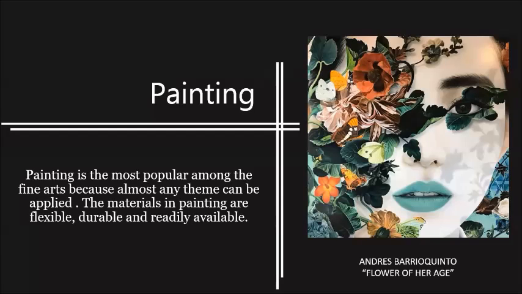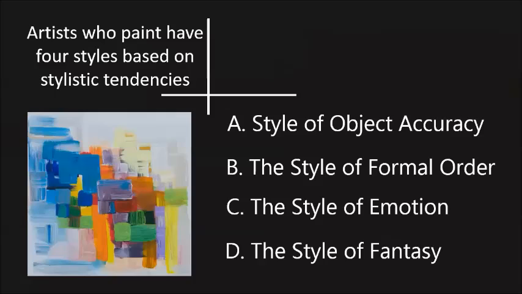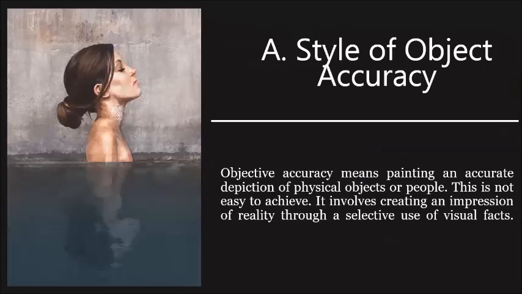Okay? So class, in our lesson on painting, the artist is actually using different styles based on their stylistic tendencies. So we call them the style of object accuracy, the style of formal order, the style of emotion, and the style of fantasy. When we say the style of object accuracy, this means that the painting is an accurate depiction of physical objects or people. Okay? So it involves creating an impression of reality through a selective use of visual facts. So that is an example of the style of object accuracy.